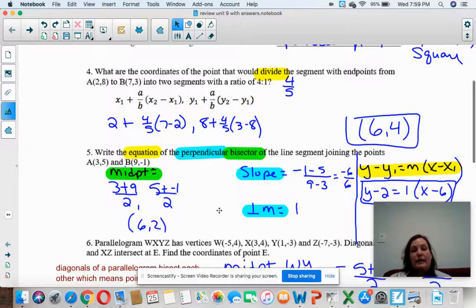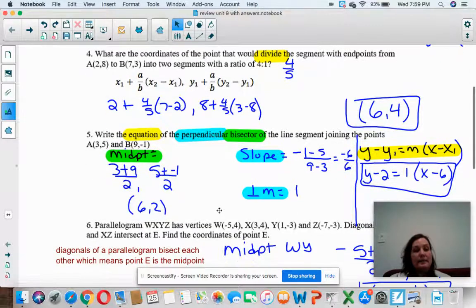Okay? The next question ties together a lot of stuff that we learned in geometry. We're writing an equation of the perpendicular bisector of a line segment joining the points A (3, 5) and B (9, -1). Now I have a lot of stuff highlighted here. An equation of a line, we just did that recently: y minus y1 equals m times (x minus x1). But it's a special kind of equation. It's an equation of the perpendicular bisector.